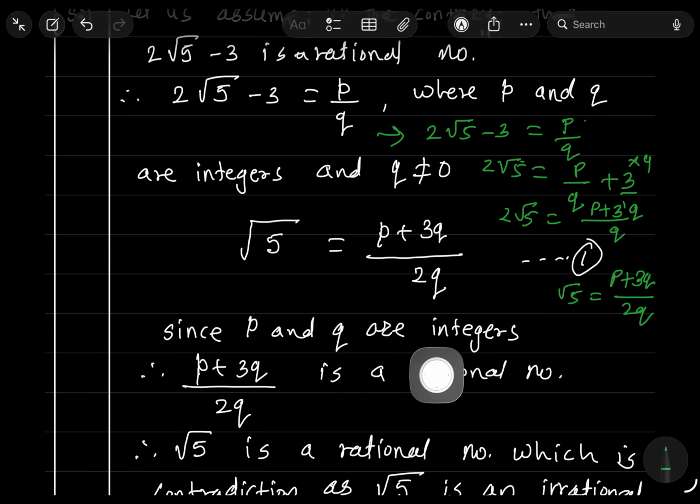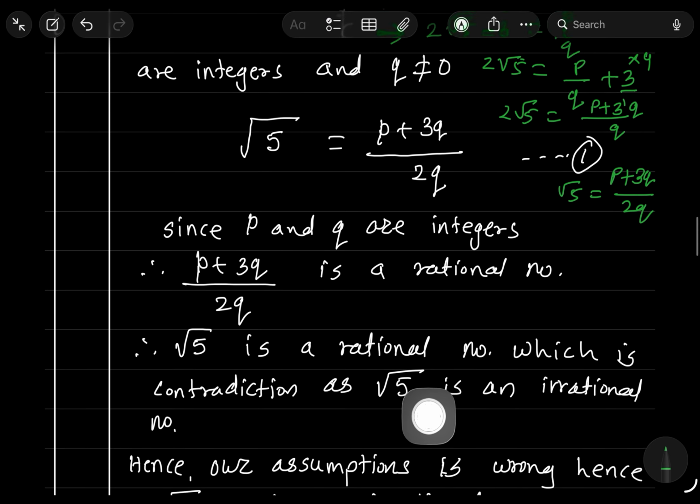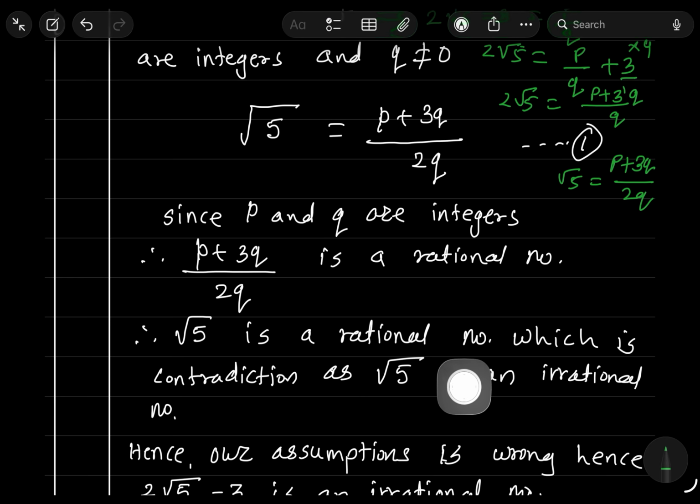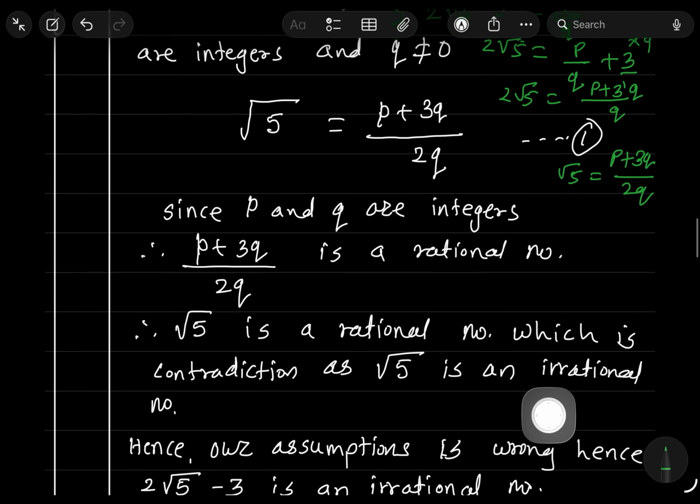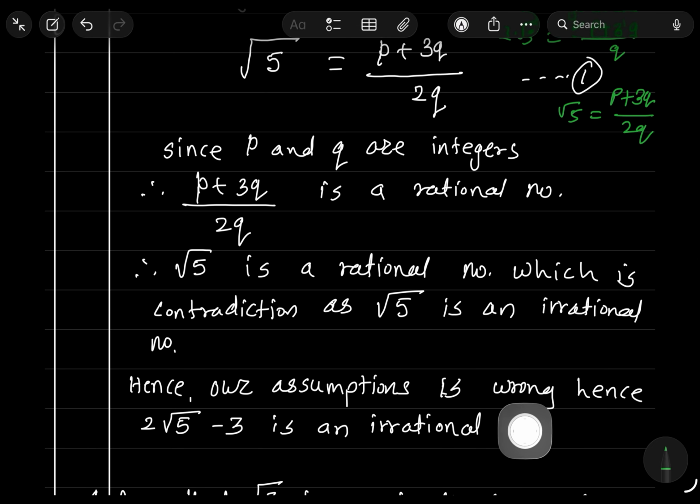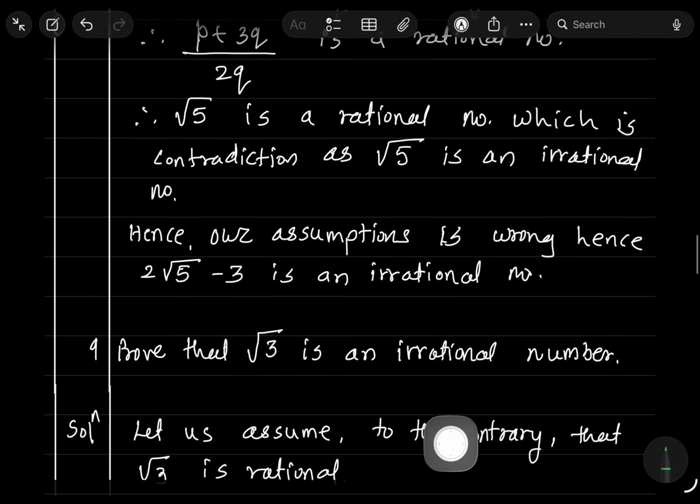Since p and q are integers, p plus 3q upon 2q is a rational number. Why a rational number? Because it is in the form of p upon q, or a upon b, so it is a rational number. So root 5 is a rational number, which is a contradiction as root 5 is an irrational number. Hence our assumption is wrong. Hence 2 root 5 minus 3 is an irrational number.